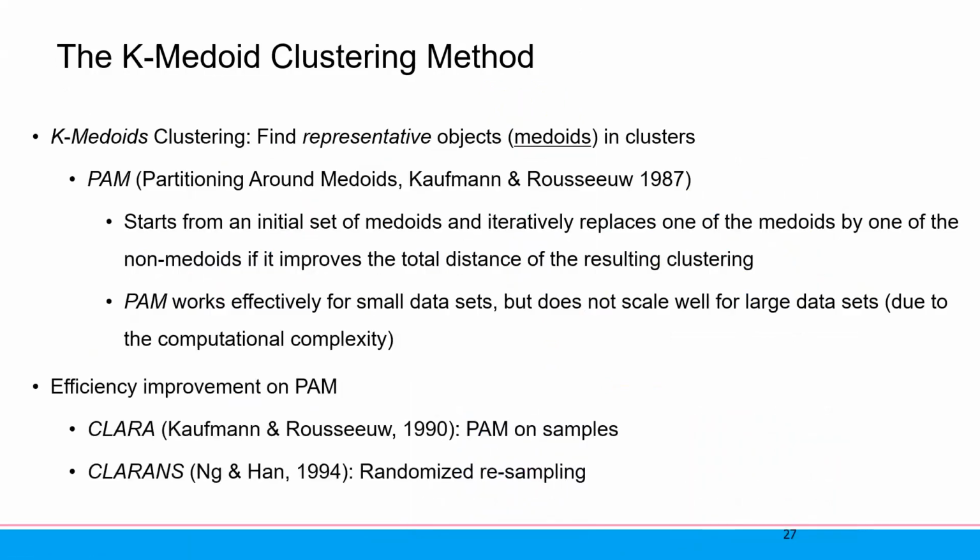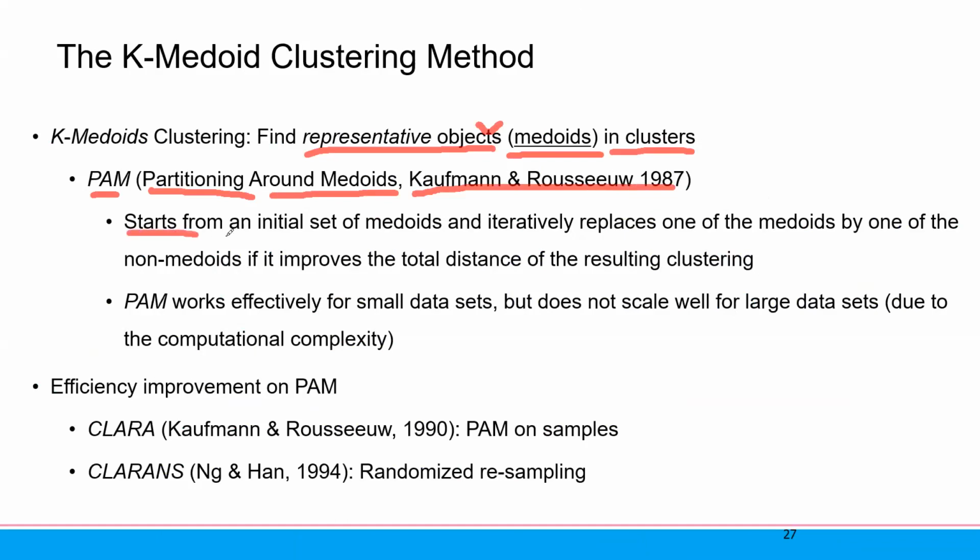So we call this K-Medoids clustering. We want to find the representative objects, or we call them Medoids, in clusters. We call the algorithm PAM. This is Partitioning Around Medoids, and it was proposed by this guy in 1987.